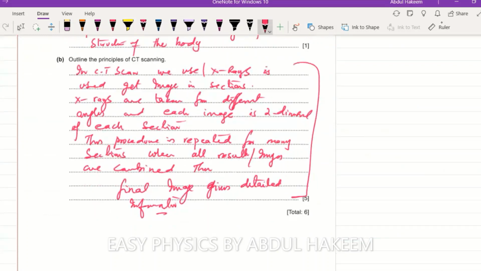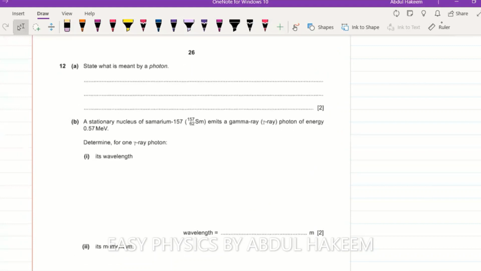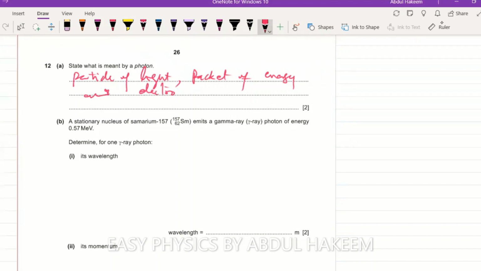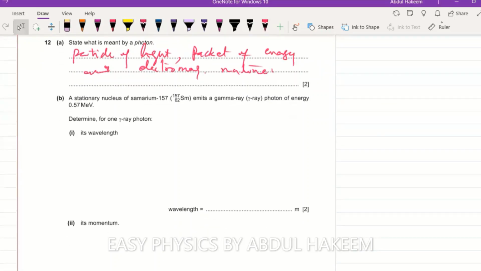these points, okay? Next, what is meant by the photon? It's a particle of light, a packet of energy, and electromagnetic in nature.